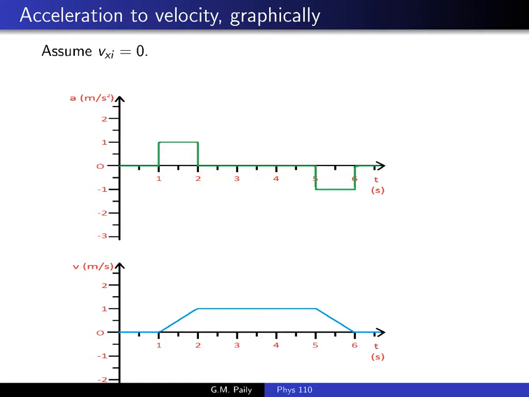Between 2 and 5 the acceleration is 0 again, which means the velocity stays constant. And then between 5 and 6 the acceleration is negative, which means there will be a negative constant slope on the velocity versus time graph. We can also see that the positive area here is cancelled out by the negative area here, and so the total change in velocity is 0. And when the acceleration is 0 here, the velocity stays constant at 0.